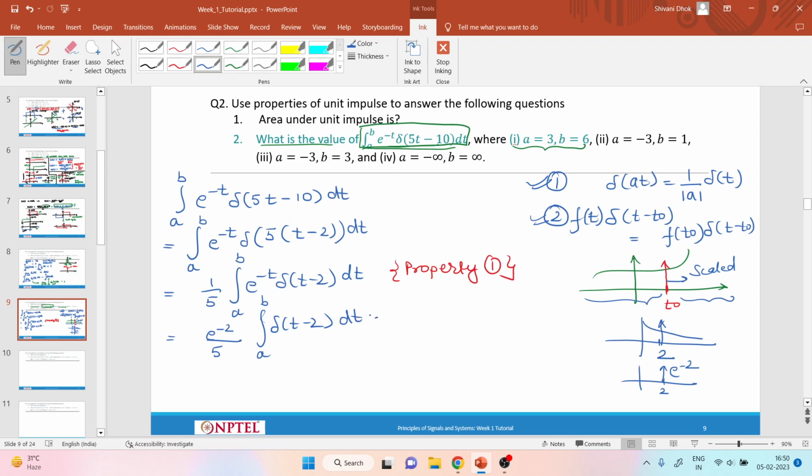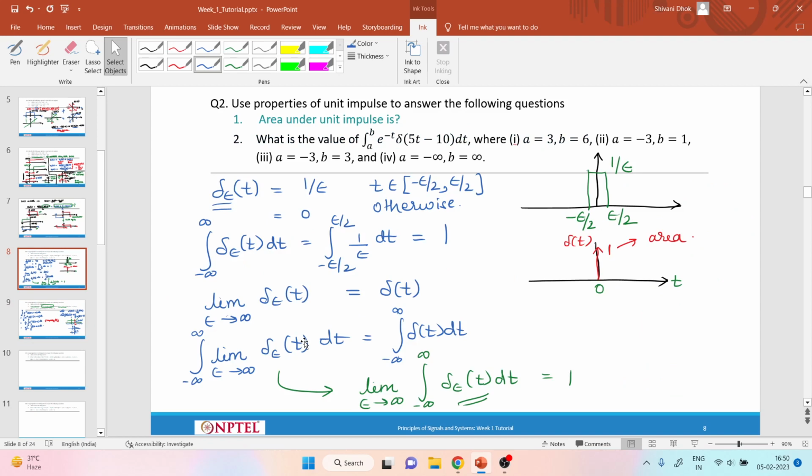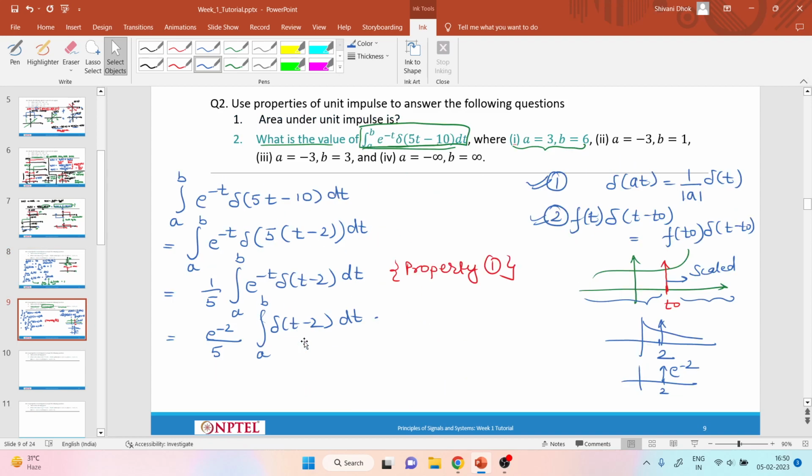Now what will be the value of this integral? Will it be 0? Will it be 1? Or what value should we just consider? Because in the first question we found out that the area under this impulse is equal to 1. But can we just put it as 1 in this question? Let us try to look at this integral graphically.